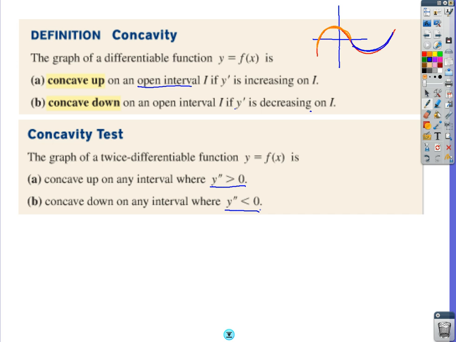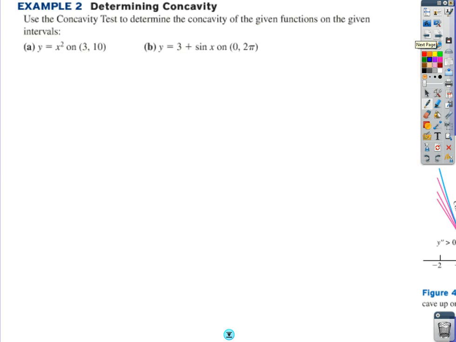Okay, so let's see how this can be used in a couple of different examples. So our first example here is going to be for y equals x squared, and we're going to look at this interval between 3 and 10. I'm going to just get rid of b because we have another slide for that. So use the concavity test to determine the concavity of the given functions on these intervals. So my concavity test means I need to go and find the second derivative. So y prime for this one is equal to 2x, and y double prime is equal to 2.